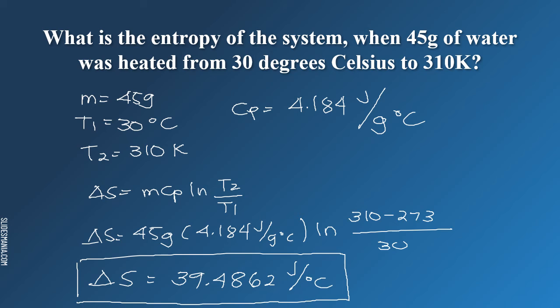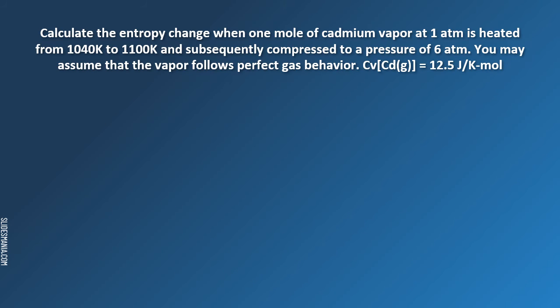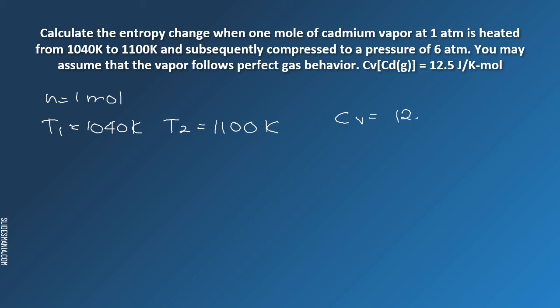Let's have another example. Calculate the entropy change when 1 mole of cadmium vapor is heated from 1040 Kelvin to 1100 Kelvin. You may assume that the vapor follows perfect gas behavior, and we have Cv equal to 12.5 joules per Kelvin mole.